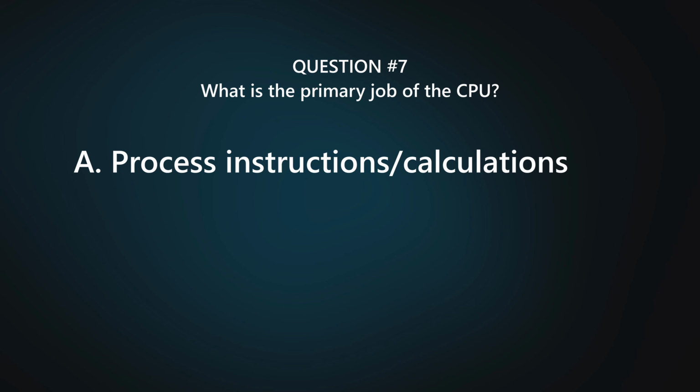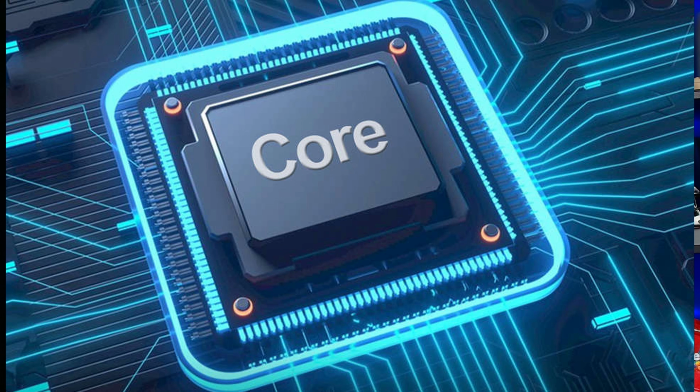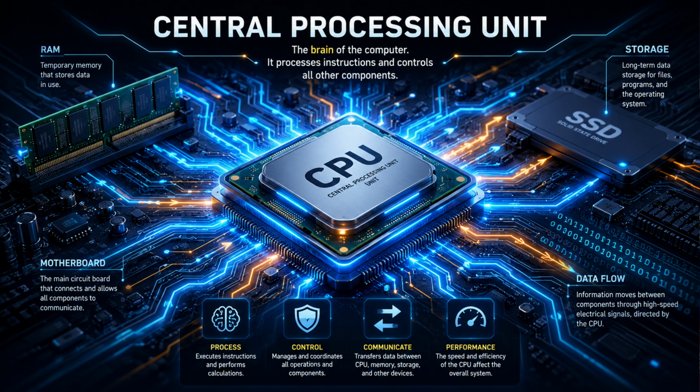The correct answer is A, process instructions and calculations. CPU stands for Central Processing Unit. It's often described as the brain of the computer because it processes instructions and performs calculations. When you open a program or edit a document, browse the internet, or play a game, the processor is handling an enormous number of instructions behind the scenes.